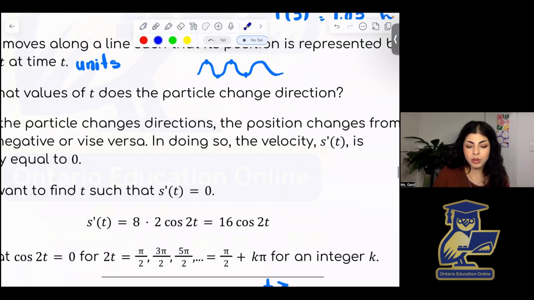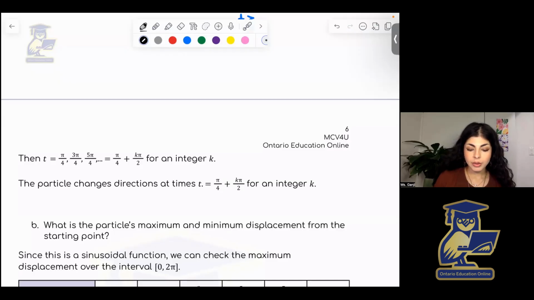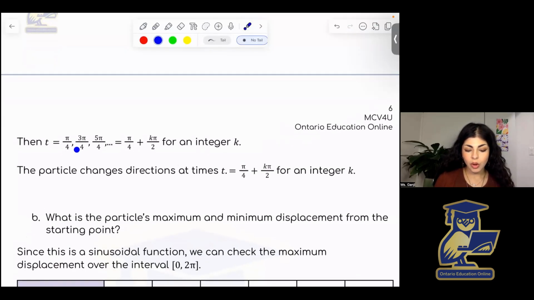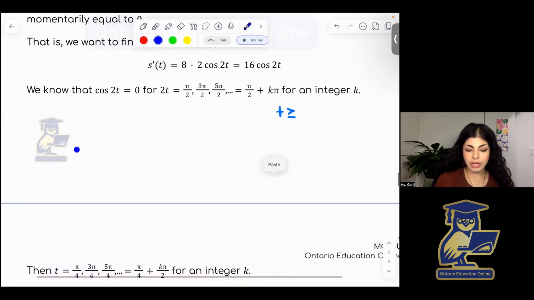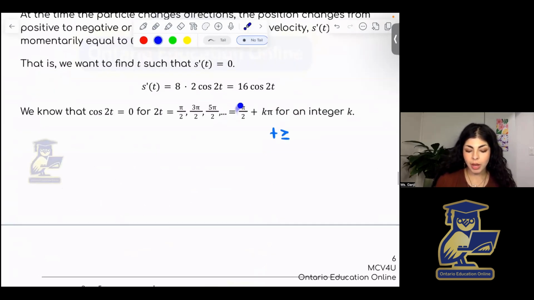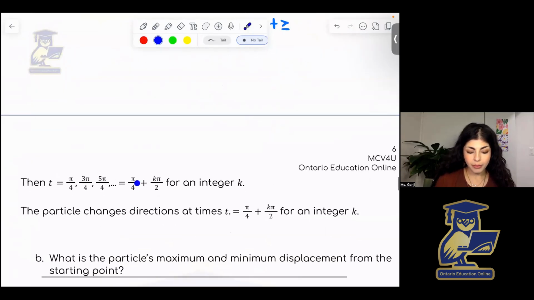So this would be pi over 2, 3 pi over 2, but then because it's 2t, this would be pi over 4, 3 pi over 4, 5 pi over 4, and so on. And so that's exactly what I've done here. So I just did the division by 2. All the terms that were originally here are now divided by 2 to get the denominator of 4. And then for my general term, which is pi over 2 plus k pi, we now have pi over 4 plus k pi over 2 for an integer k.